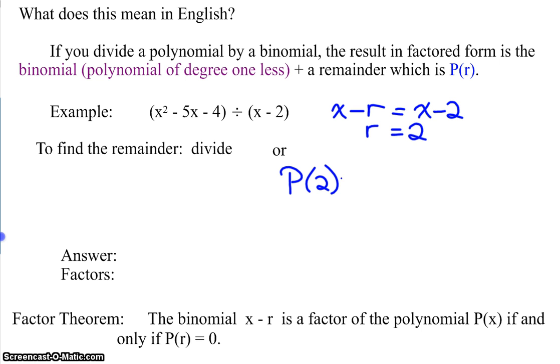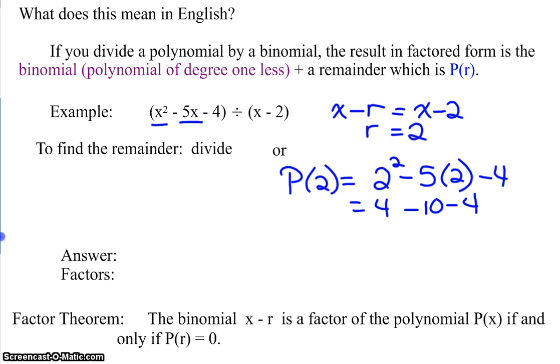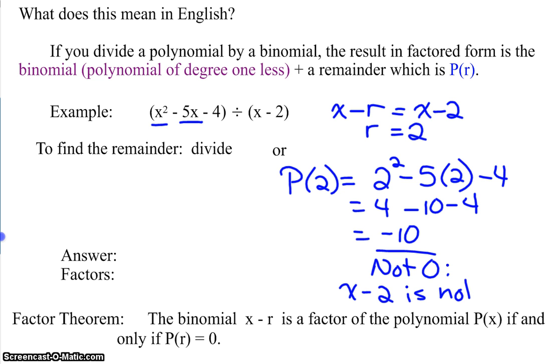P of 2 would equal 2 squared from the x squared, minus 5 times 2 from the 5x, minus 4. So that's 4 minus 10 minus 4, which is negative 10. Because this is not 0, I know x minus 2 is not a factor.